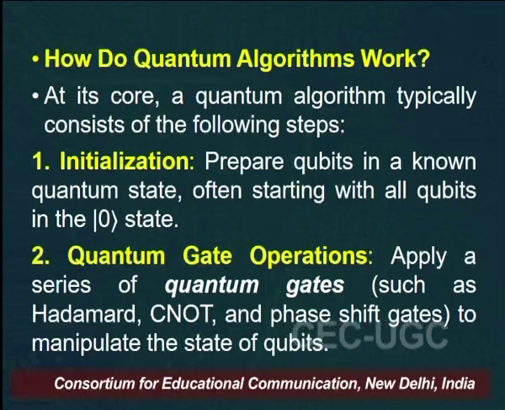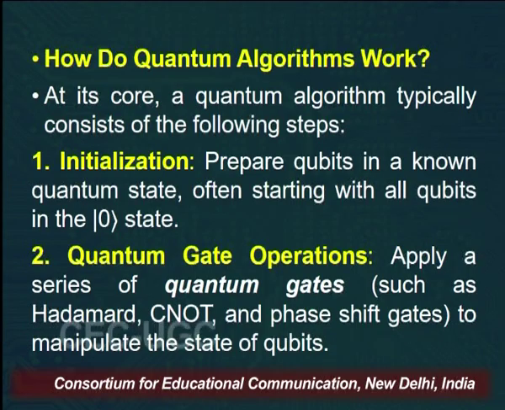So, how do quantum algorithms work? Again, as in the classical case, we use a step-by-step procedure. At its core, a quantum algorithm typically consists of the following steps. Number 1, initialization. First, prepare the qubits in a non-quantum state, often starting with all qubits in the 0 state. That is the representation of the qubits, defined in terms of ket and bra. So this first step is the initialization.